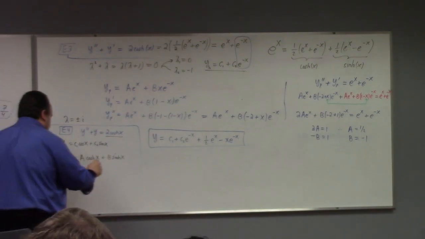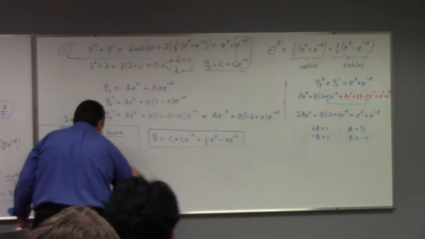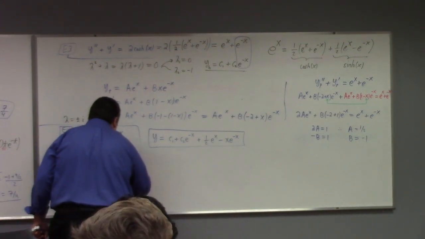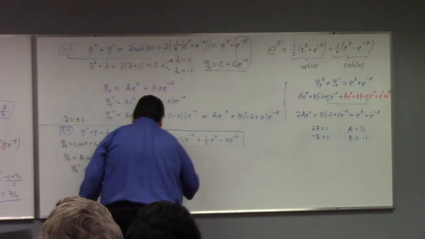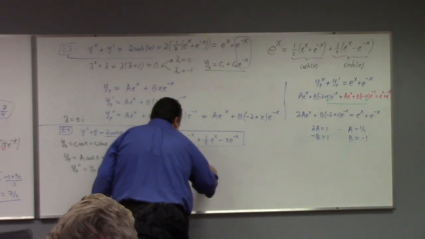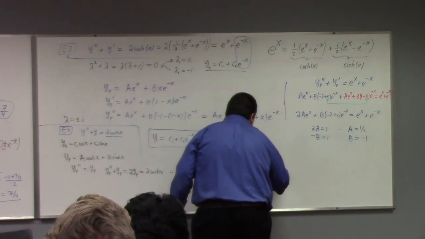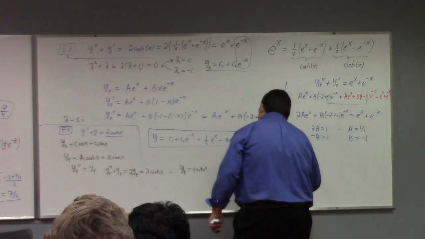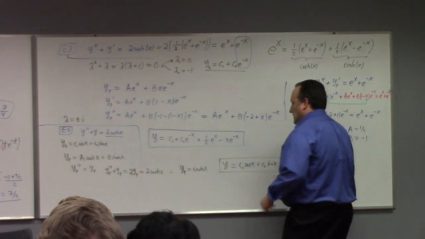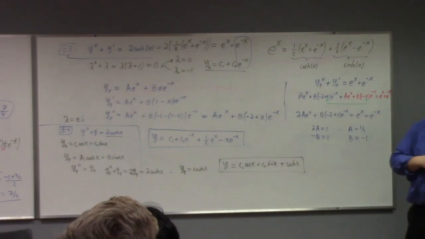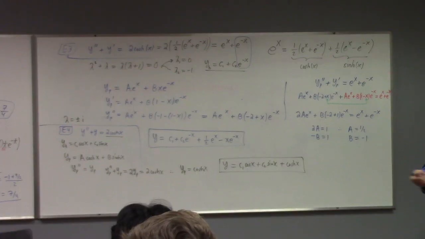And as such, yp prime prime plus yp is just equal to 2 yp, which is equal to 2 cosh x. Therefore, yp is cosh x. And the solution is simply c1 cos x plus c2 sin x plus cosh x. So these problems can be easier, like this one. The overlap slows me down a lot because it makes us do product rule and stuff.